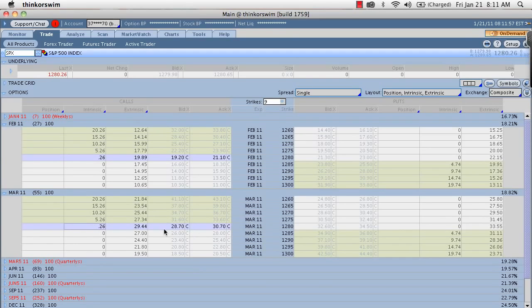Now the extrinsic value is the value that's left to time decay, and that's this higher figure here. For these March 1290 calls it's 24.40, and for these February 1290 calls it's 14.95. So you can see there's less value for options that are closer to expiring. And again, this is the whole theory of time decay, that the option will lose value as we get closer to expiration. Of course, it works the same way over here in the puts, just in the opposite direction.